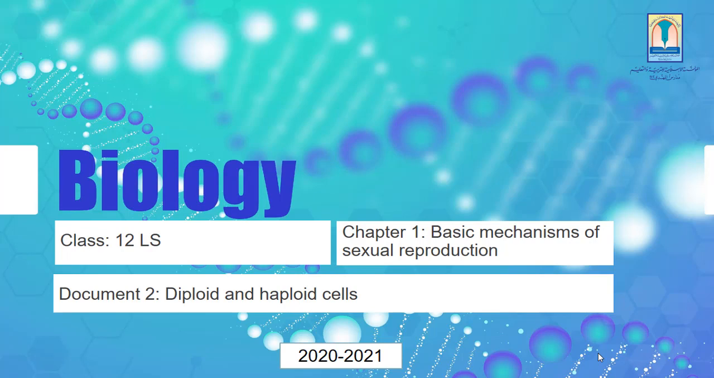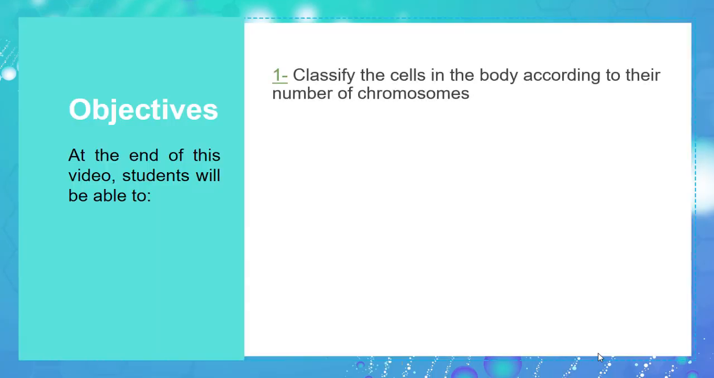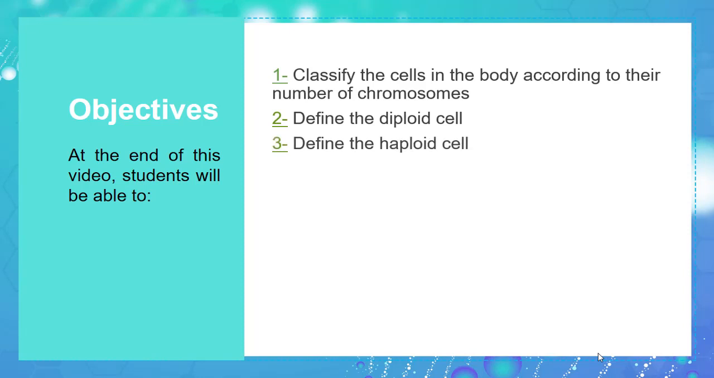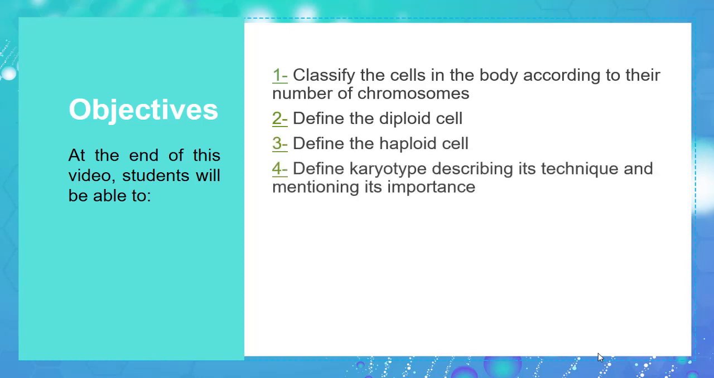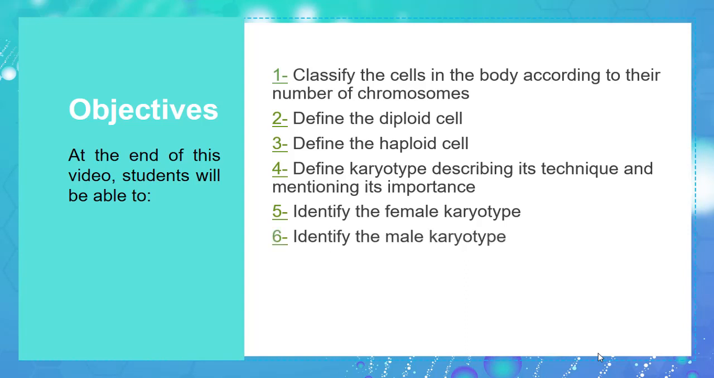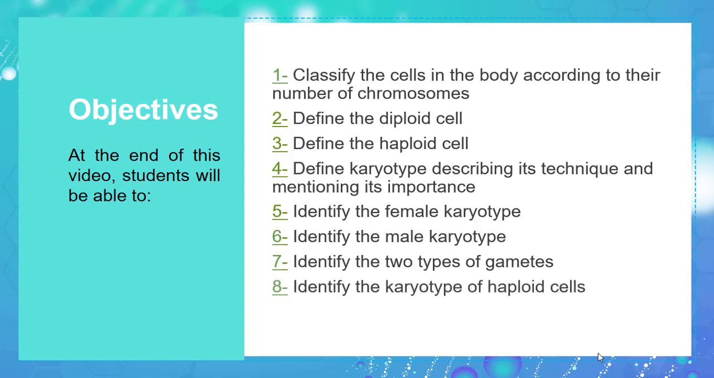I'm teacher Ahmed Jammoul. I'm glad to talk about document 2 of chapter 1, the diploid and haploid cells. The main objectives that I'm going to discuss are the classification of the cells according to their number of chromosomes, define the diploid and the haploid cell, then define the karyotype by describing its technique and mentioning its importance. We should then be able to identify the female karyotype and the male karyotype, then identify the two types of gametes and identify their karyotypes.